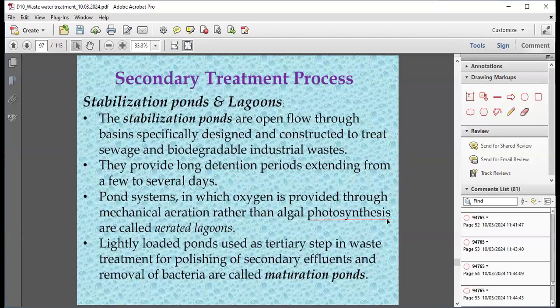Lightly loaded ponds used as a tertiary step in waste treatment for polishing of secondary effluents and removal of bacteria are called maturation ponds. I already explained its meaning. It allows microorganisms to grow and remove the bacteria.